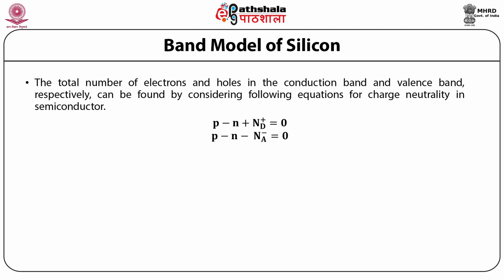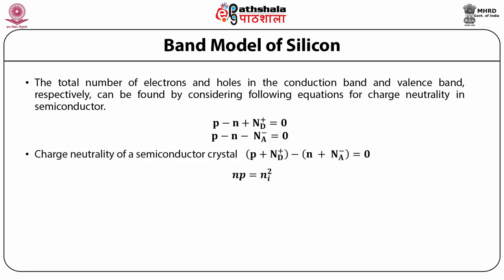of ionized acceptor atoms. The addition of donor or acceptor impurities does not change the overall macroscopic charge neutrality of a semiconductor crystal, and hence it satisfies the following condition, that is p + N_D+ - n - N_A- = 0. The other important equation is as follows, that is n multiplied by p is equal to n_i squared.